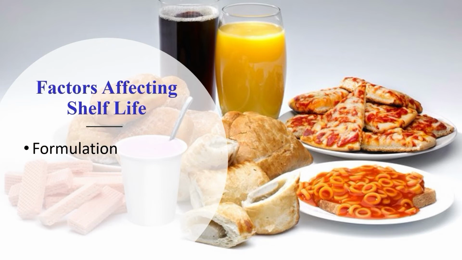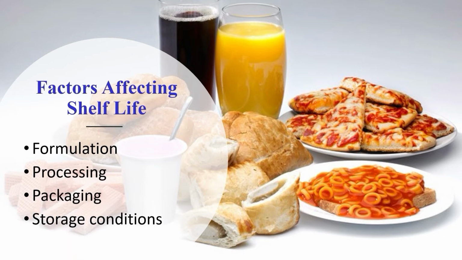First of all, the formulation of the food. Then, the processing of the food, how the product is going to be processed. Packaging: how the food is being packaged, and whether the packaging material is suitable. And the last one, the storage conditions. Let's have a look in detail.